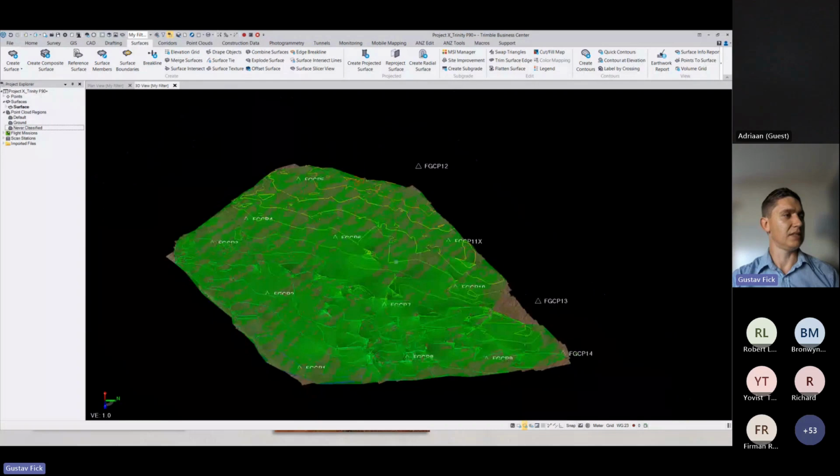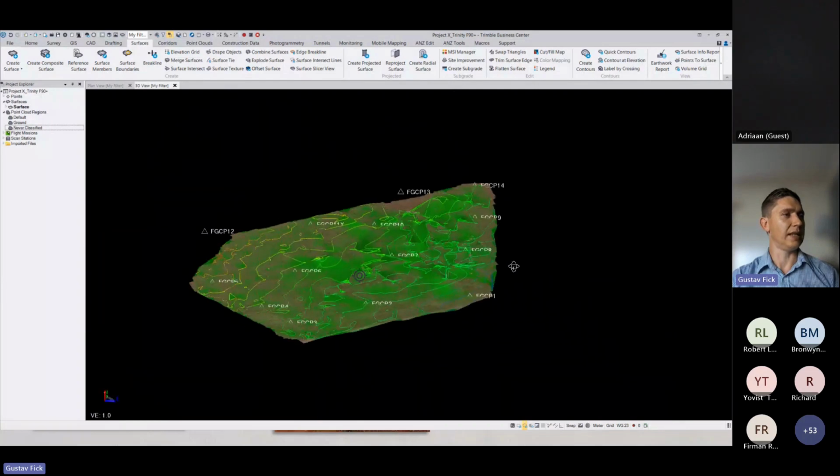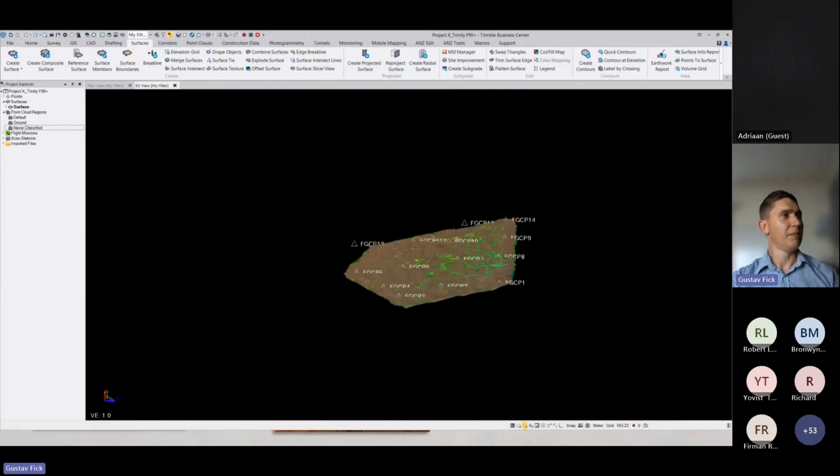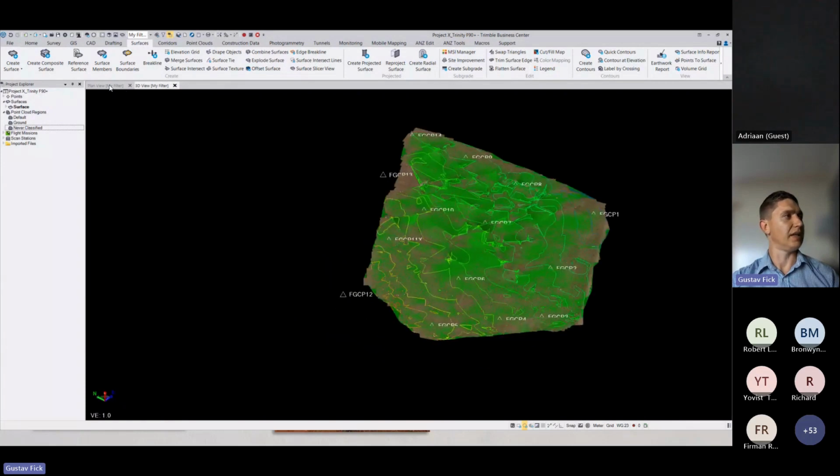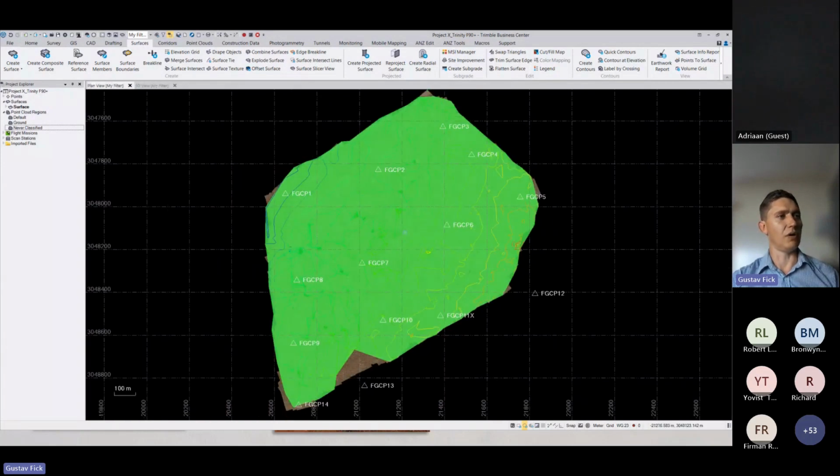All right, I think in this instance, it used the GCPs as well, and that's why it's making these spikes. But this is now just to give you guys an idea of how to go about the processing part.